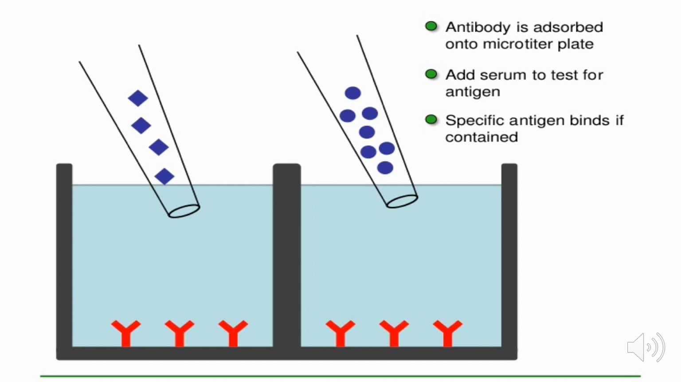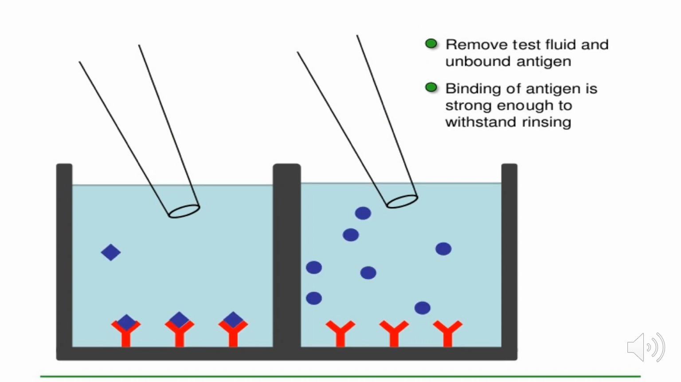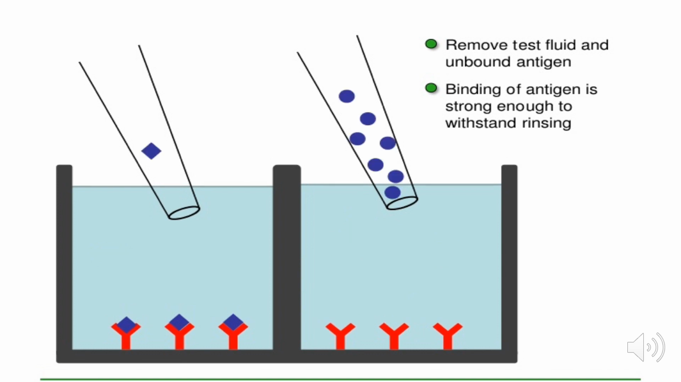Please focus on well number 1. The patient sample in well number 1 contains the target antigen. Thus, you can see that the antigens are now bound to the immobilized antibodies. While on the second well, the patient does not have the antigen specific to the antibodies. That's why the other antigens will just remain suspended in the solution. The next thing that should be done is to aspirate back the excess antigens.